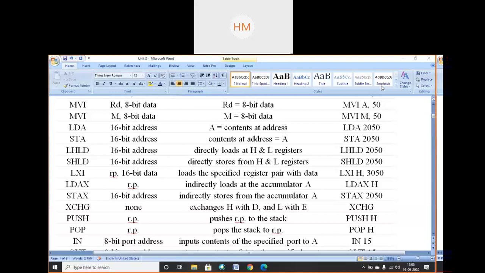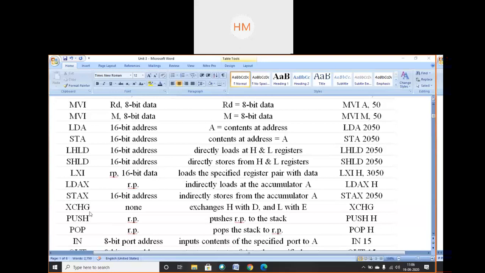That means if H is mentioned, it is the HL pair. The data in the HL pair, from H, will be transferred. This register pair is used as a memory pointer. So whatever data is at that location will be copied into the accumulator. It is not that 16-bit data will be copied. Only the 8-bit data which is present at that location will be copied.